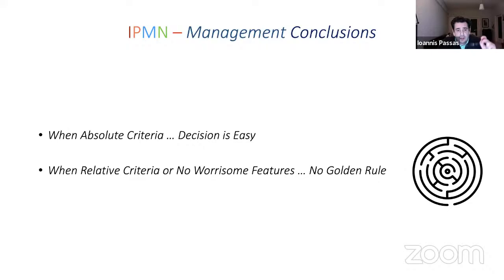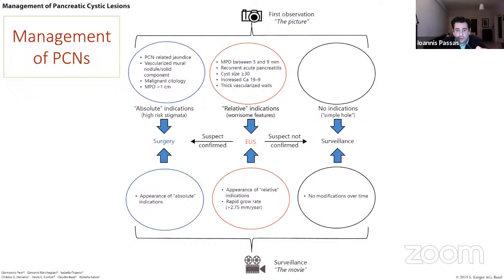The absolute criteria decision is easy. With relative criteria or no worrisome feature, it's a labyrinth. So I'm showing you this slide. For me, the most important thing when somebody comes to your office with an imaging of a pancreatic cyst, you try to create the movie. Not only as this chart here shows about the diagnostic and the therapeutic approach, but try to find out, does he have imaging from the past year? What's going on in this organ? And create the movie and fill in all the puzzle.